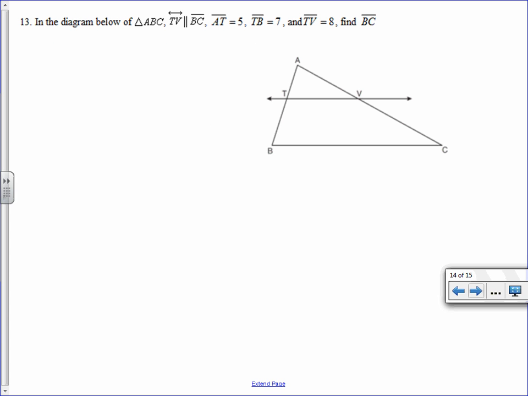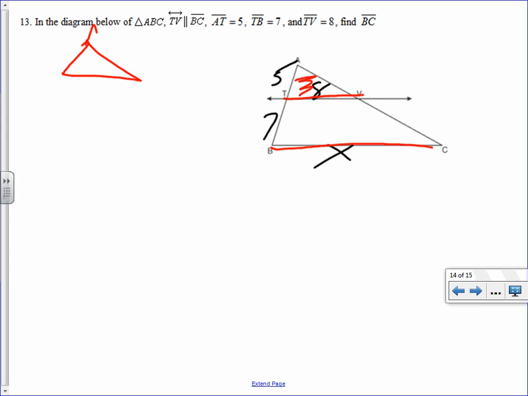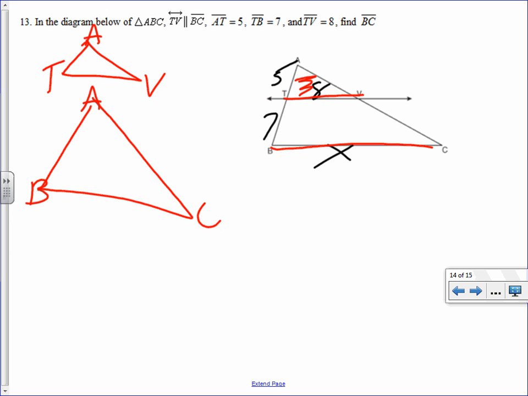We're getting there. Number 13. Candy corn problem. We have a song for this. Let's get our information here first. AT is 5. TV is 7. TV is 8. Find BC. We know in our song, let's first of all call the top candy corn, bases separate. Are the bases involved? Yes. If the bases are involved, I separate my triangles. I have A, T, V, the small triangle, and I have A, B, C, the big triangle.